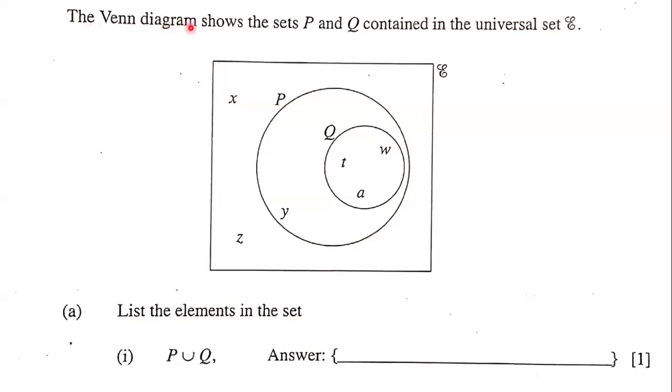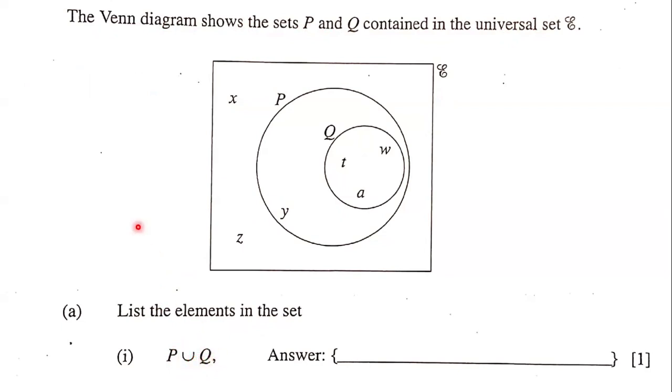The Venn diagram shows the sets P and Q contained in the universal set. List the elements in the set P union Q. Now, P union Q means that we want all of the elements in P and Q combined with no repeats. So we're going to list all the elements of P and all the elements of Q, and we're going to put them in one set with no repeats.